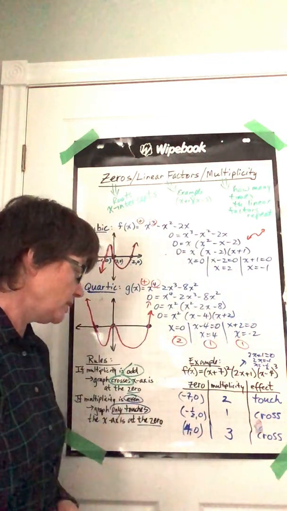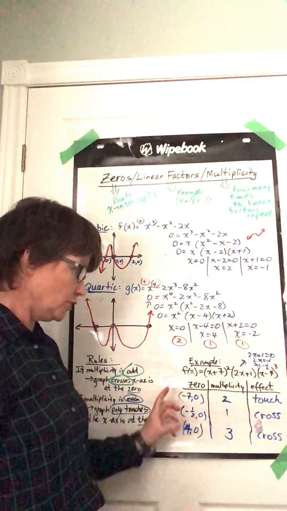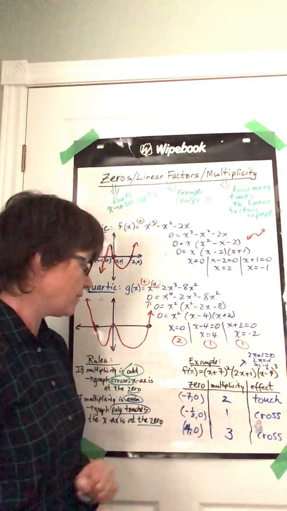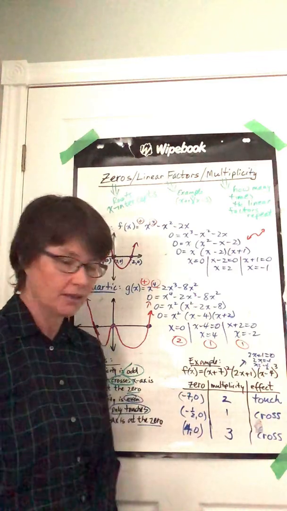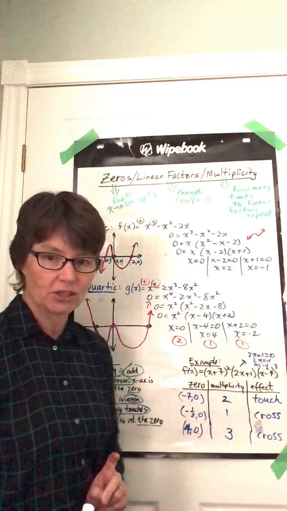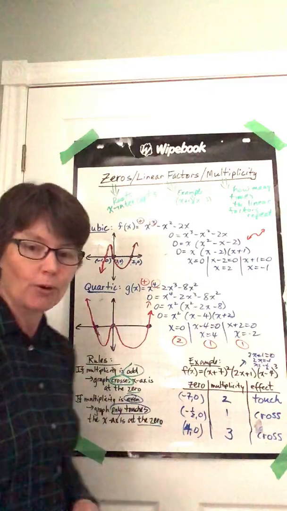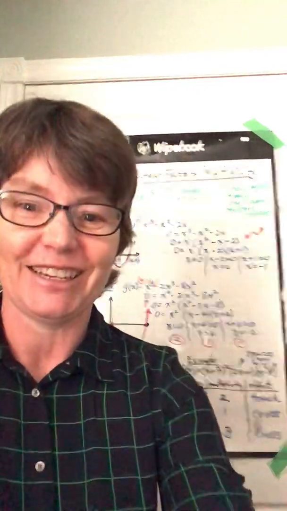So you could figure out the general shape of this graph based on the multiplicity, the zeros, the effect that it has, as well as the leading coefficient and the power of that function. There we have it.